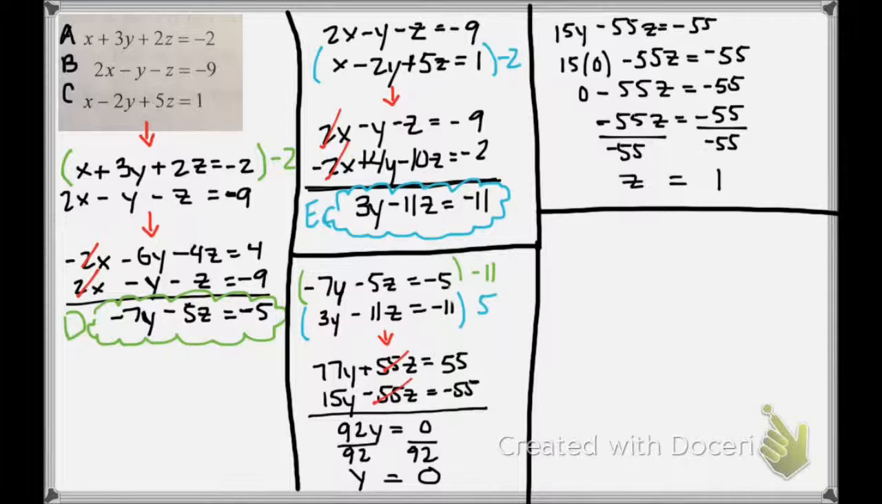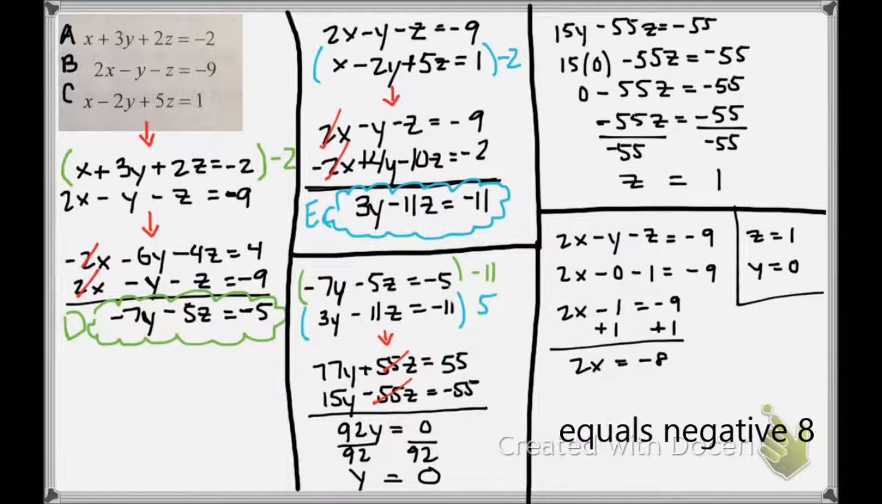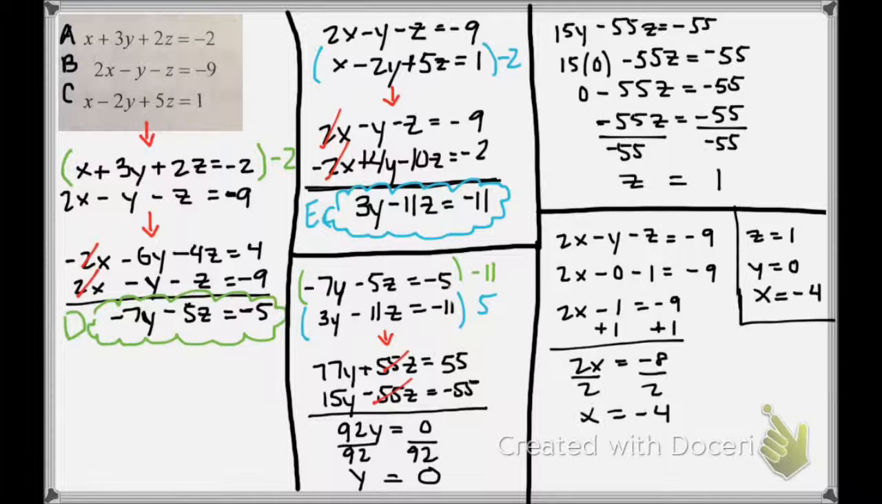Now plug in z and y for either A, B, or C. I chose to plug them into B. 2x minus 0 minus 1 equals -9, and that becomes 2x minus 1 equals -9. Add 1 to both sides to get the 2x alone, and it now becomes 2x equals -8. To get x by itself, divide both sides by 2, and x becomes -4. We now solved the system of equations.